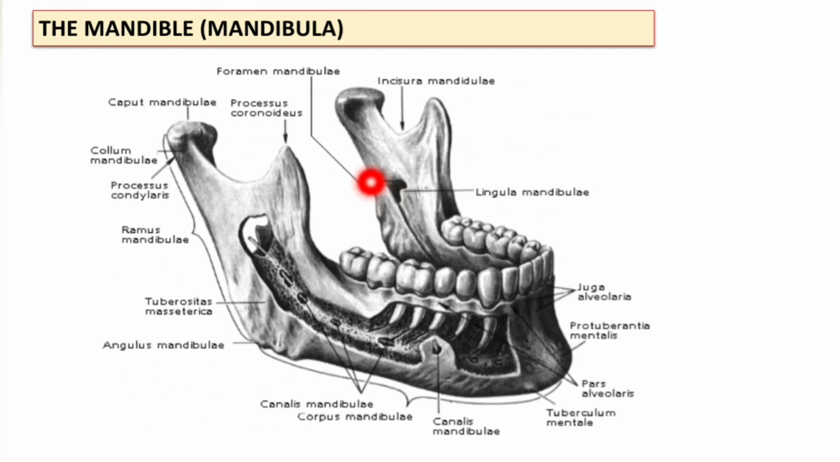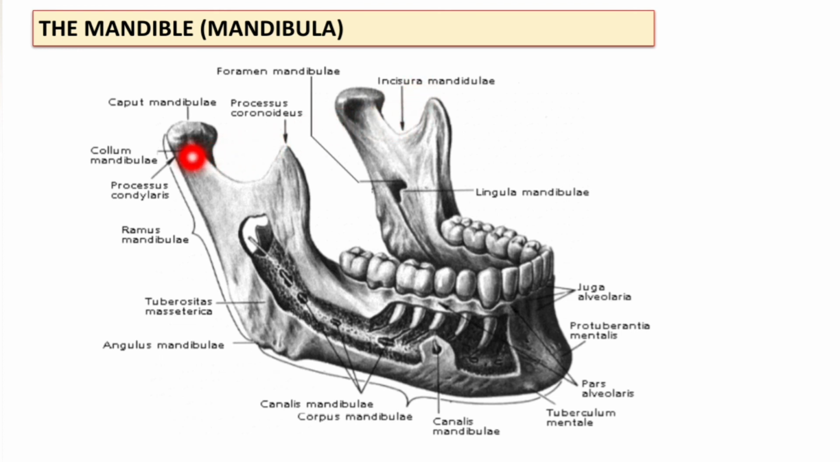Another prominent feature of the ramus mandibulae are these two processes. The processus coronoideus, which you find anteriorly, and the processus condylaris, the condylar process, which you find posteriorly, right? And in between these two processes, there is a notch, the mandibular notch, incisura mandibulae, right?